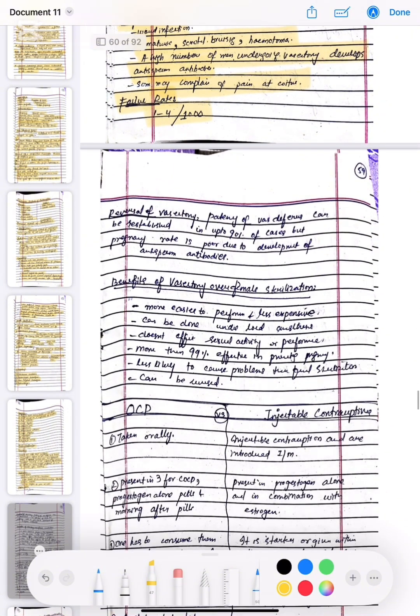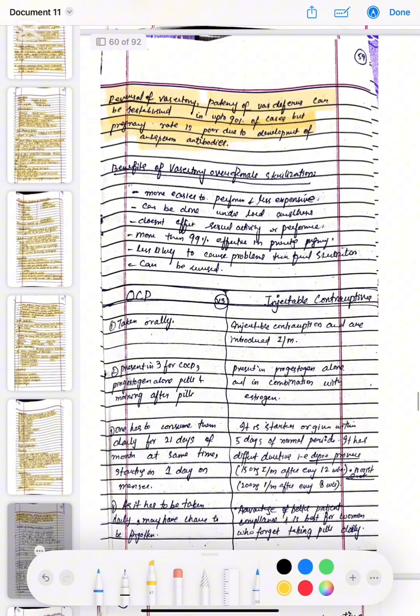Then the reversal of vasectomy can be done, in which the patency of the vasa deferentia can be re-established in up to 90% of cases, but the pregnancy rate is poor due to development of anti-sperm antibodies. Now the benefits of vasectomy over female sterilization: it is easier to perform and less expensive, can be done under local anesthesia, does not affect sexual activity or performance, is more than 99% effective in preventing pregnancy, is less likely to cause problems than female sterilization, and it can be reversed.